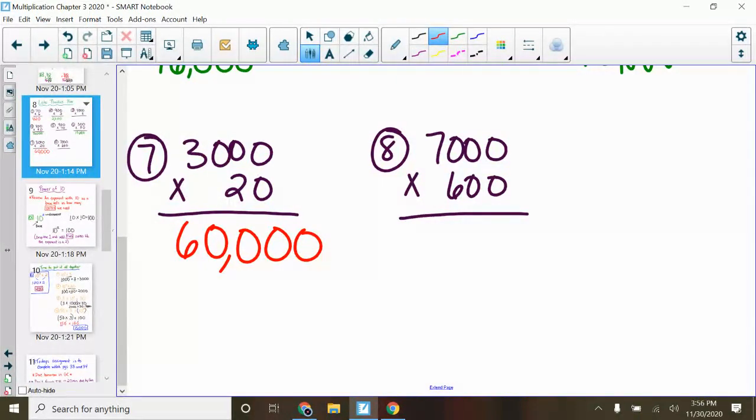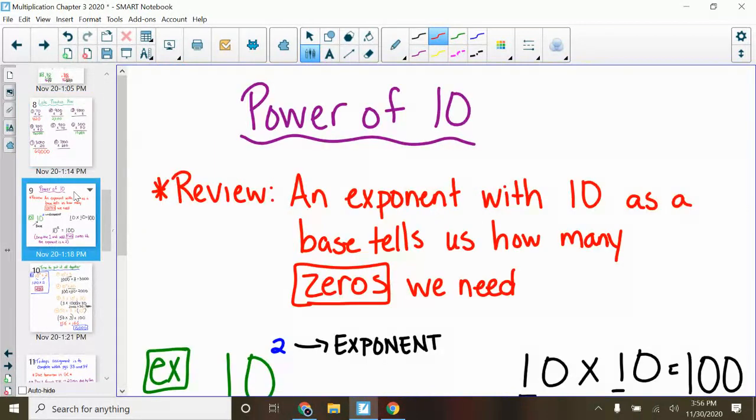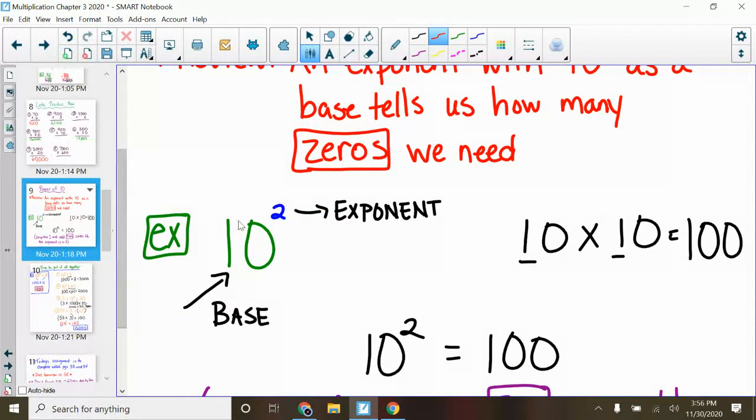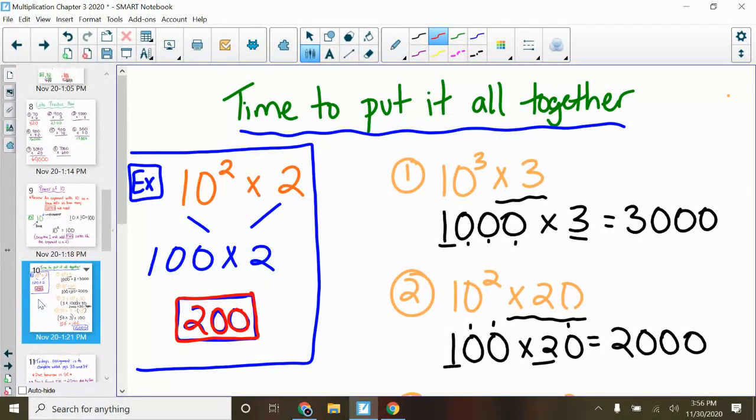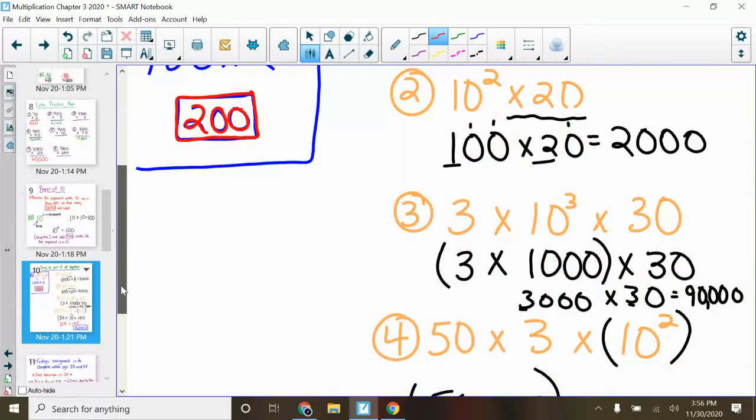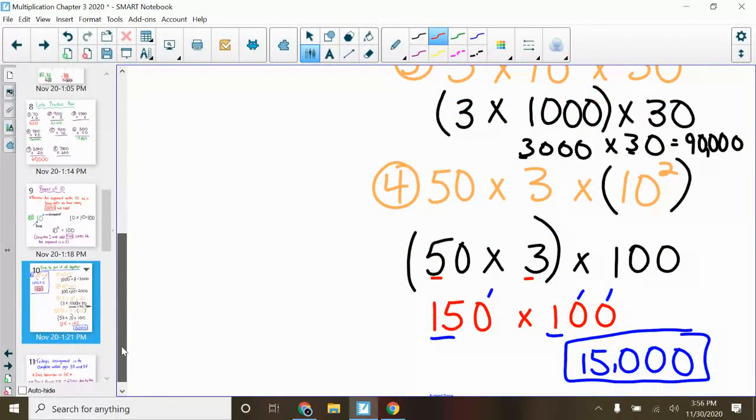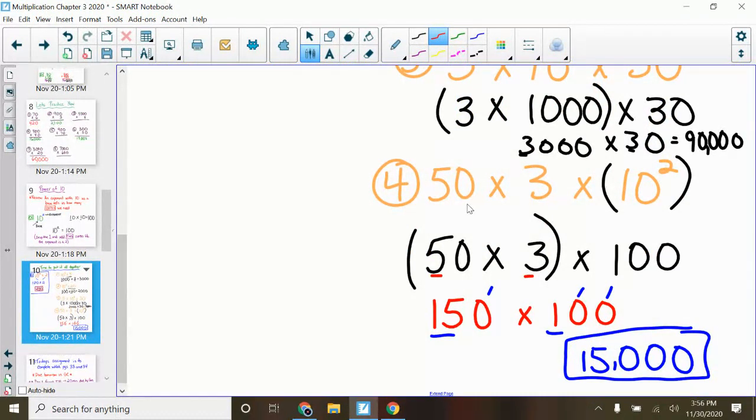Okay, so then we moved into this power of 10. And we started playing a little bit with these exponents. So we learned that this big number here is called a base, and then the little number next to it is called the exponent. And we practiced some of those problems and how to multiply problems that have exponents as well as numbers. And so we can scroll through here and see, if we go way down to the bottom, a problem like 50 times 3 times 10 to the second power.